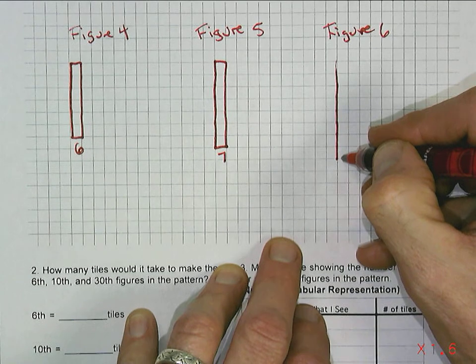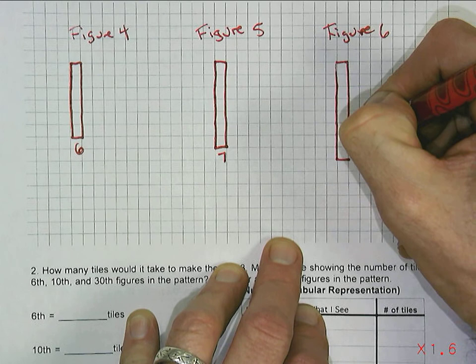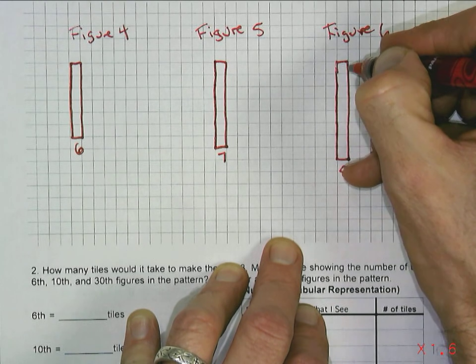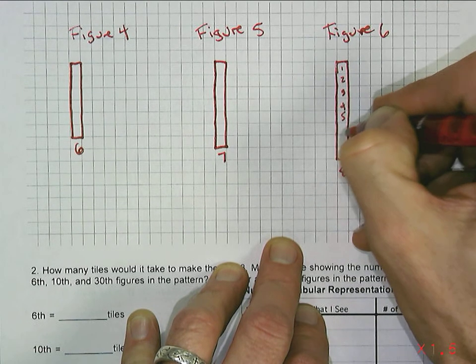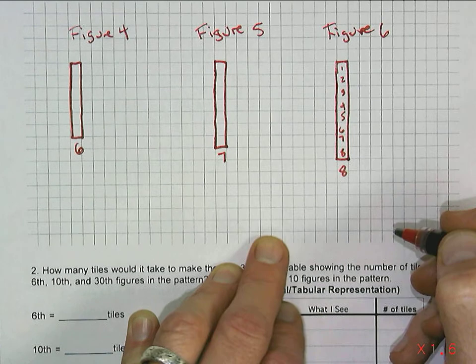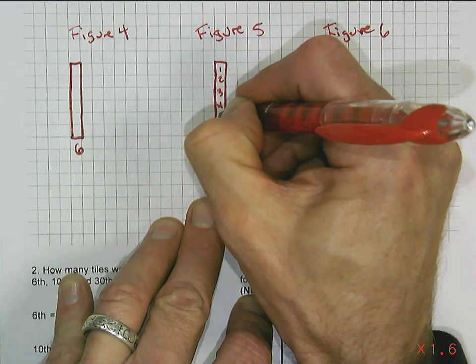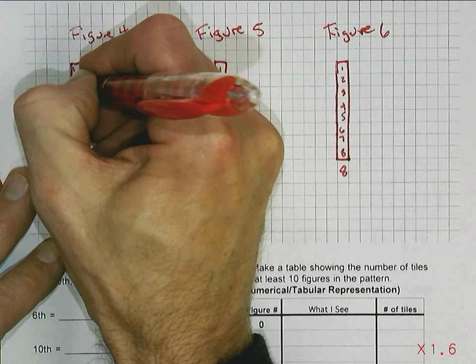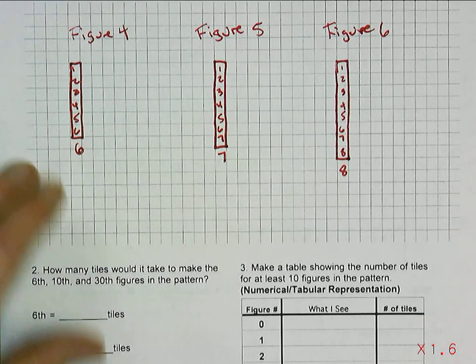Now I would put these on my screen for you, but I think they won't fit because they get to be too big. This one has 8 tiles. So I could even number them 1, 2, 3, 4, 5, 6, 7, 8. Make sure I got them all. And 1, 2, 3, 4, 5, 6, 7. And 1, 2, 3, 4, 5, 6. So there is figure 4, 5, and 6.